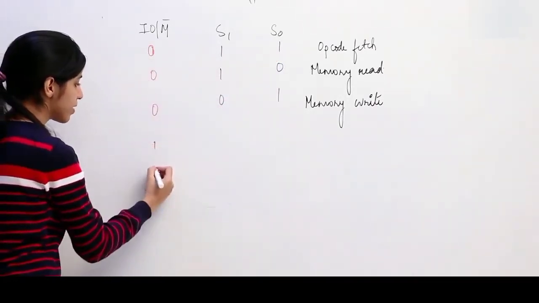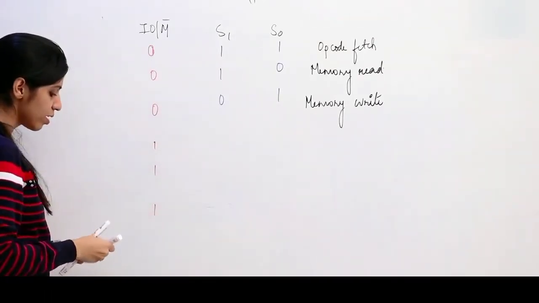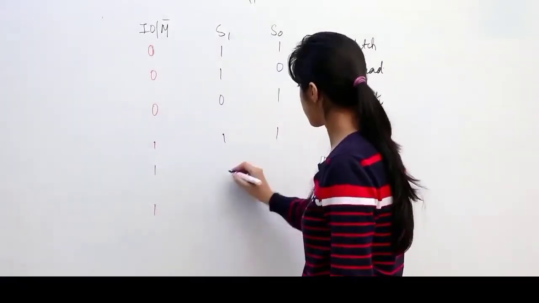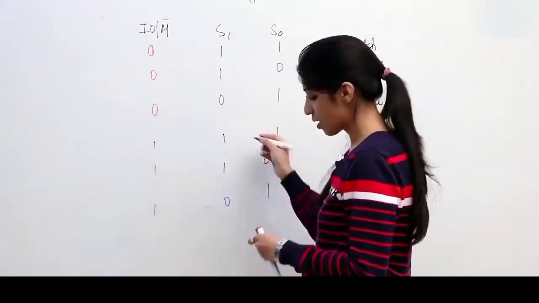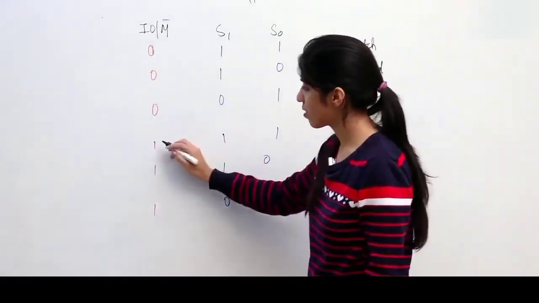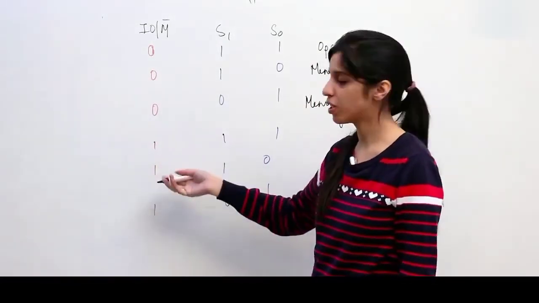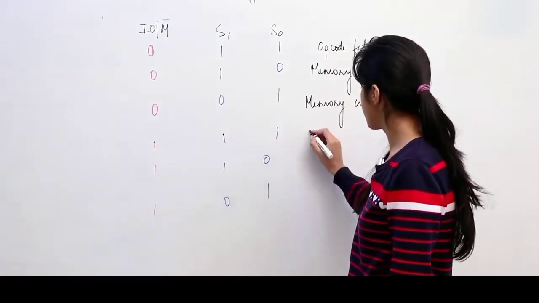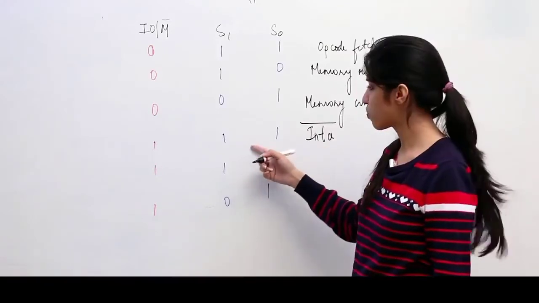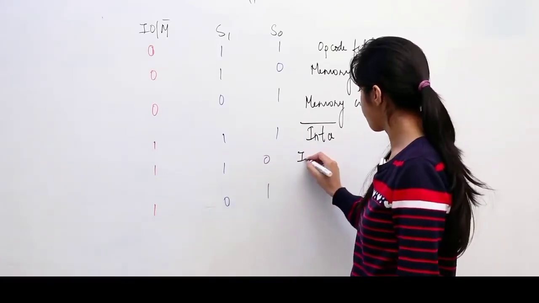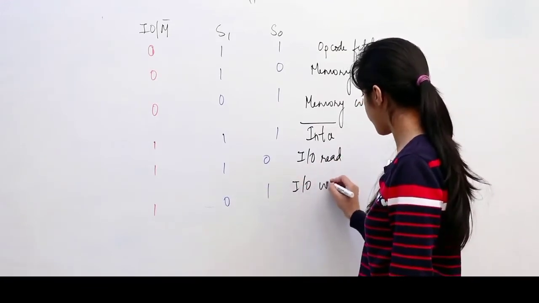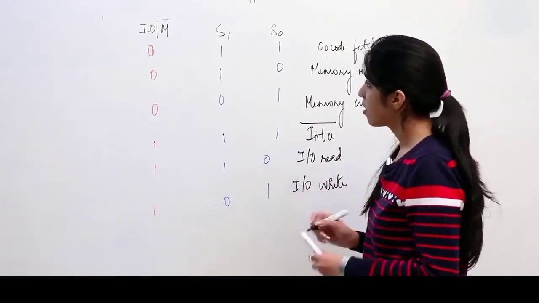If IO/M bar is 1, that means we are working with the input-output devices. Now similarly, for 1, 1; 1, 0; and 0, 1: when both are 1, this means INTA bar, the interrupt acknowledgement, is being sent. 1, 0 means input-output read, and 0, 1 is input-output write.